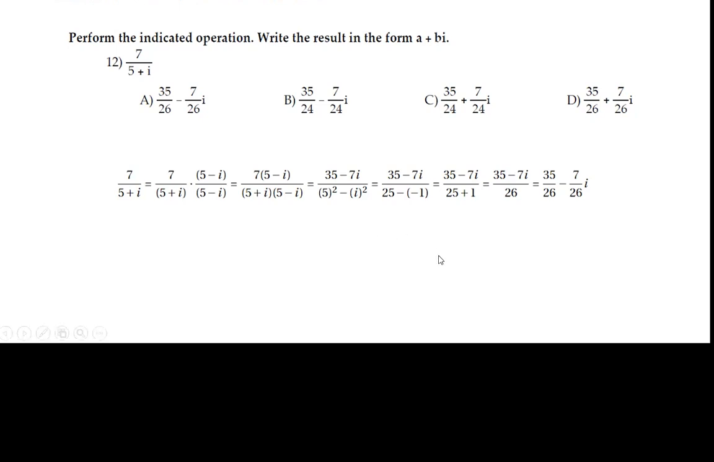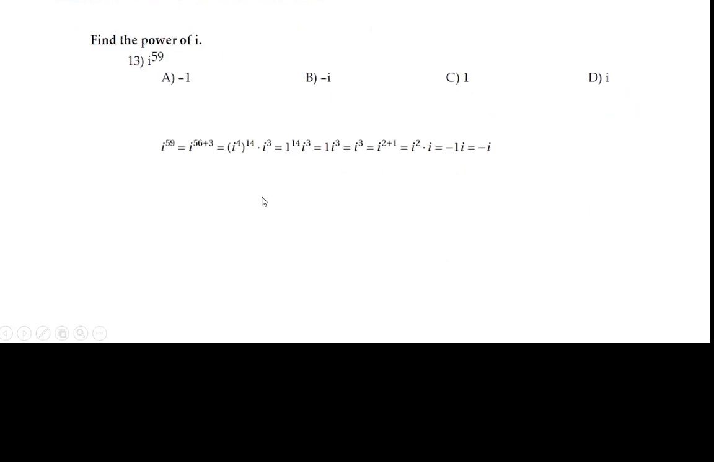Number 13. Find the power of I. We have I to the 59th. And the key to this problem is realizing that I to the 4th power is 1. And therefore, any multiple of 4 power of I is 1. So we want to find the multiple of 4 power. That's the highest one that goes into 59. That's 56. 59 is 56 plus 3.